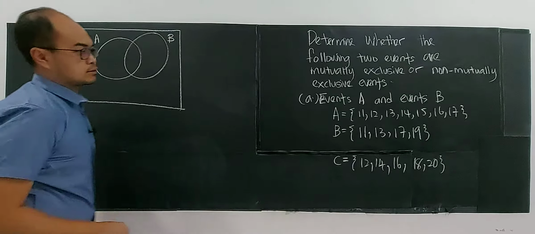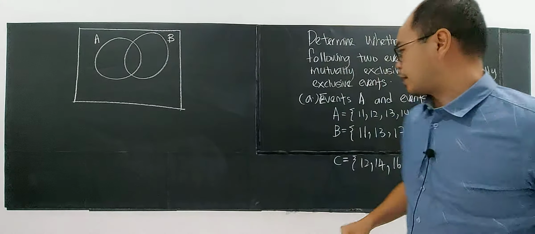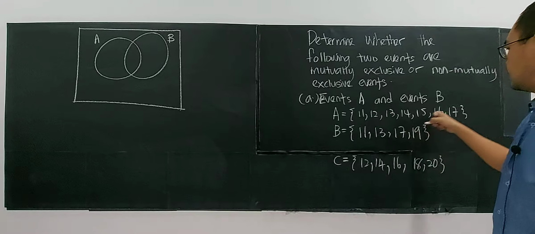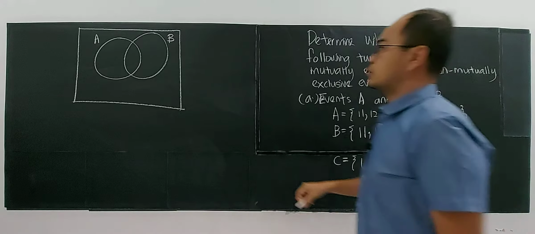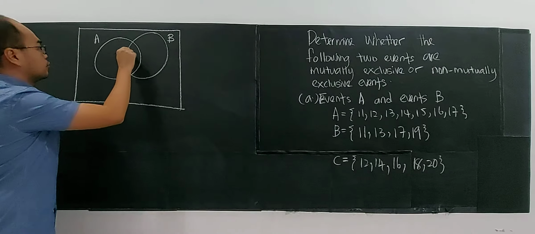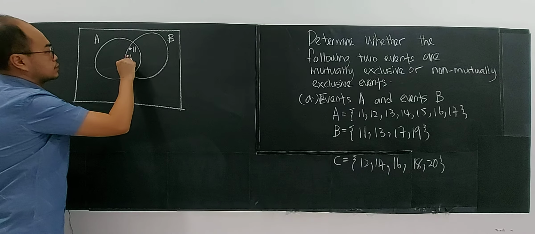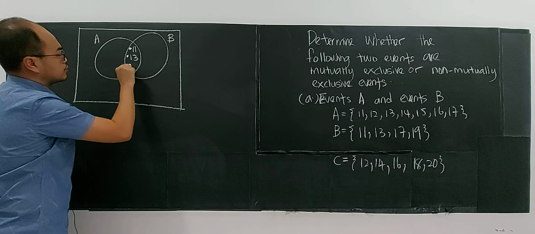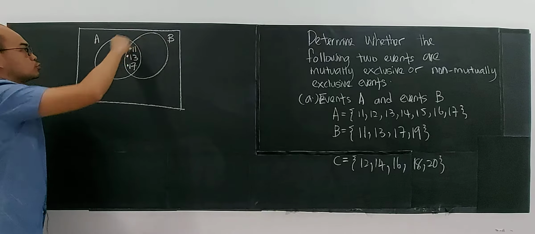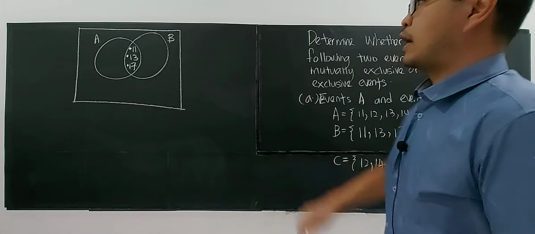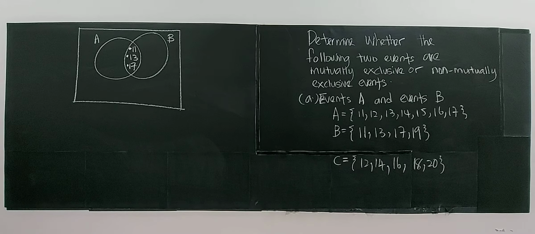If you look at these two events, they are actually sharing the same elements: 11, 13, and 17. So here we have 11, 13 and 17 as elements. That means there is an intersection between A and B. So from here we can say that these two events are not mutually exclusive.